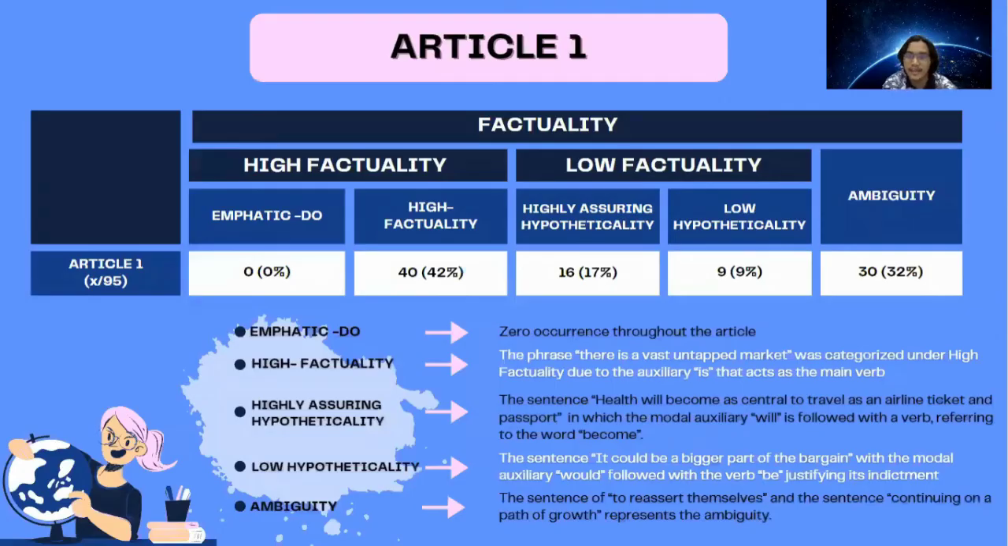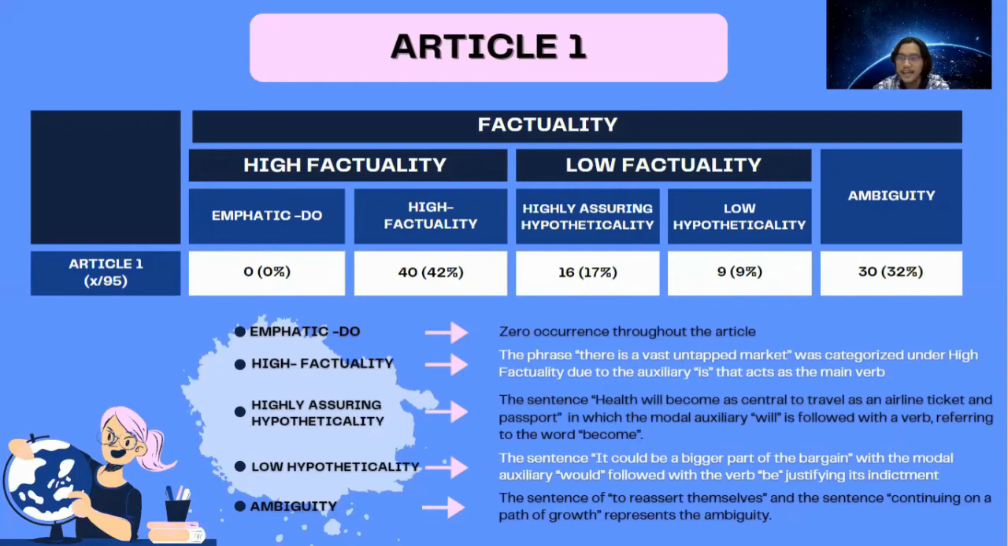So regarding the analysis of Article 1, there were in total 95 verb phrases documented that convey the factuality system. However, it is surprising to note that there were no sentences that convey the subcategory of emphatic though. On the contrary, the subcategory of high factuality amassed a staggering 40 verb phrases that makes up 40% of the overall verb phrases. One of the common instances of high factuality recorded was of the auxiliary is, found in the sentence such as, there is a vast untapped market, in which the auxiliary is functions as the main verb in the sentence.